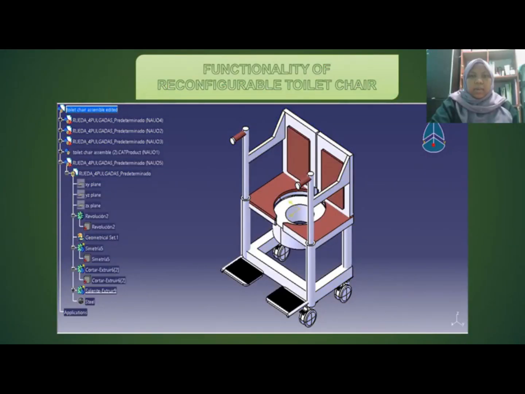Now, I will explain about the functionality of the reconfigurable toilet chair. Before that, this is the whole product of the reconfigurable toilet chair, which can be used especially by disabled and elderly people.